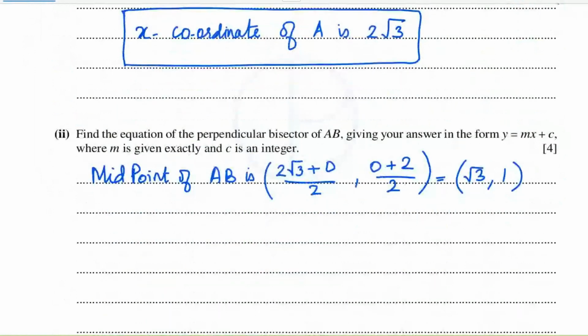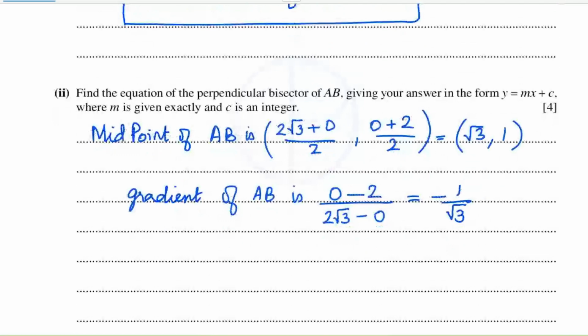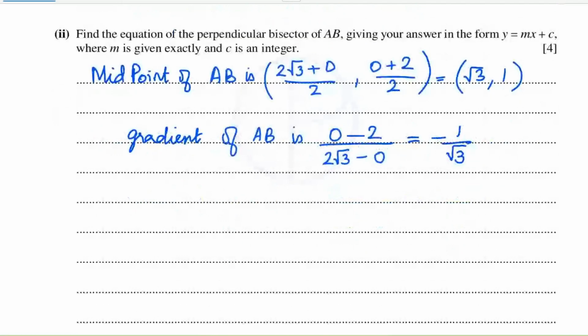Let's find the gradient of AB. By using that, we can find the gradient of the perpendicular bisector. The gradient of AB is (0 minus 2) divided by (2 square root of 3 minus 0), which is equal to negative 1 over square root of 3. So the gradient of the perpendicular bisector is square root of 3.